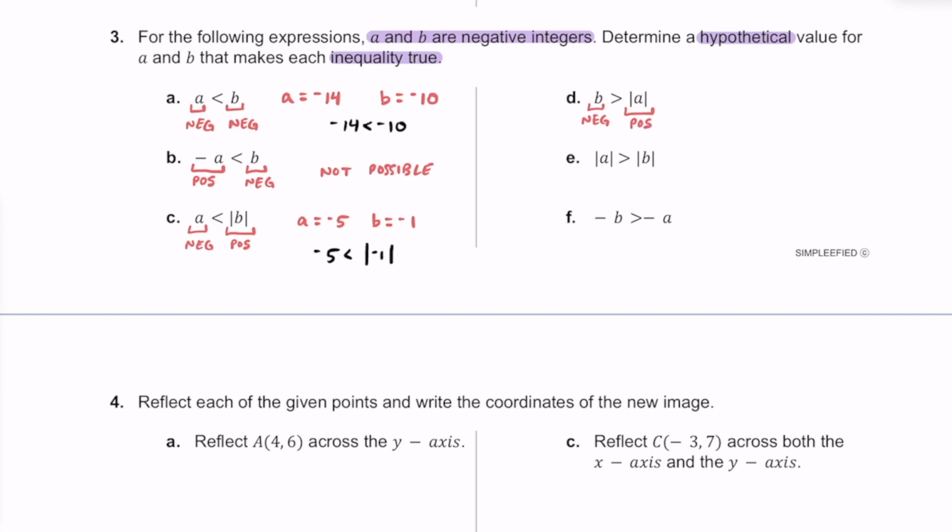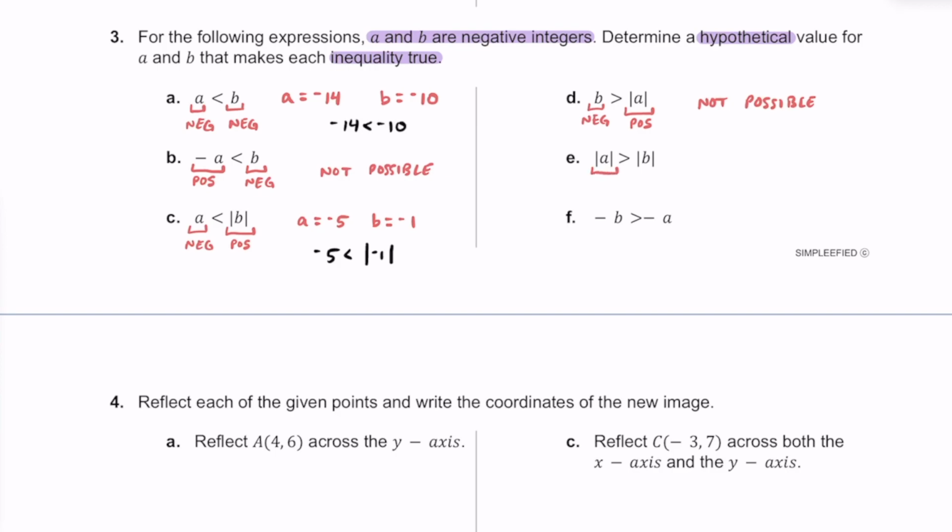So I guess the question here is, is it possible for a negative number to be greater than a positive number? And I'm going to argue that that is not possible, right? Because all positive numbers are going to be greater than all negative numbers. So here we're going to say that this one is not possible.